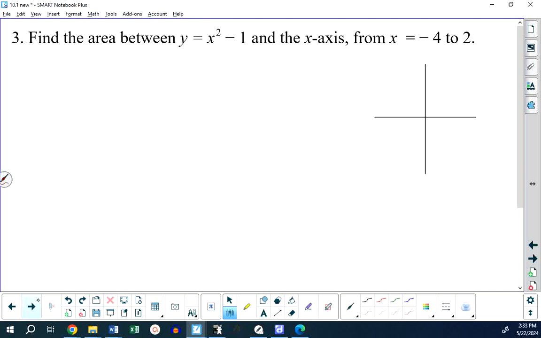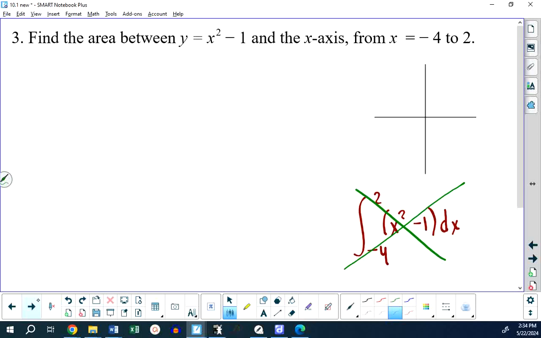So this is a weird one because it's giving you an actual domain for the area, but I will tell you right now, this will be wrong. And I'm going to show you why it's wrong later, and I'm going to show you how we could figure out what it is on the calculator. This is not going to work. We need to look at what the graph looks like.